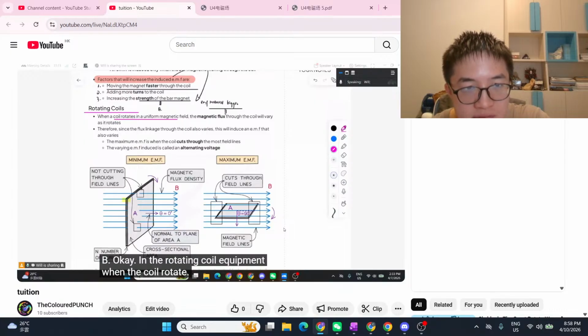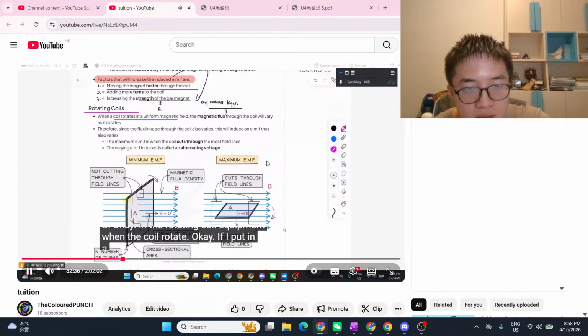The maximum EMF is when the coil cuts through the most field lines. The flux linkage through the coil also varies. It varies throughout the angle changes. It varies as it changes. And the EMF is only induced during the movement of the magnetic flux change. So during the movement, the magnetic flux linkage changes.